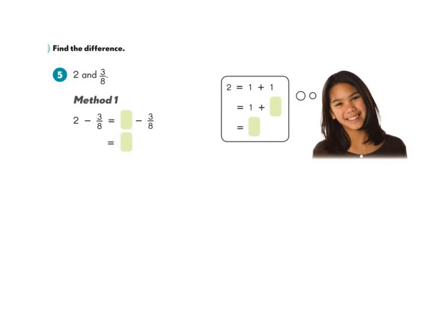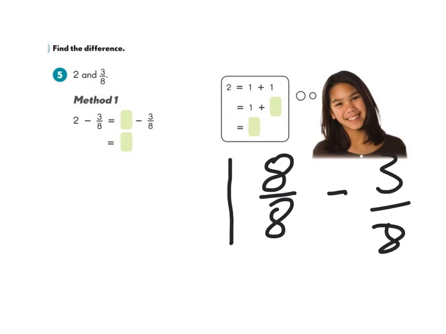Okay, let's take a look at this problem together. 2 and 3/8. We want to find the difference. Okay, so we're going to do method 1 first. So method 1 is looking at 2 wholes as 1 whole plus 1 whole. So in this case, we know that 1 whole is equivalent to what fraction? I'll give you 2 seconds to say the answer in your head. Yes, that's right, 8/8. So now we have 1 whole and 8/8. 1 and 8/8 minus 3/8.